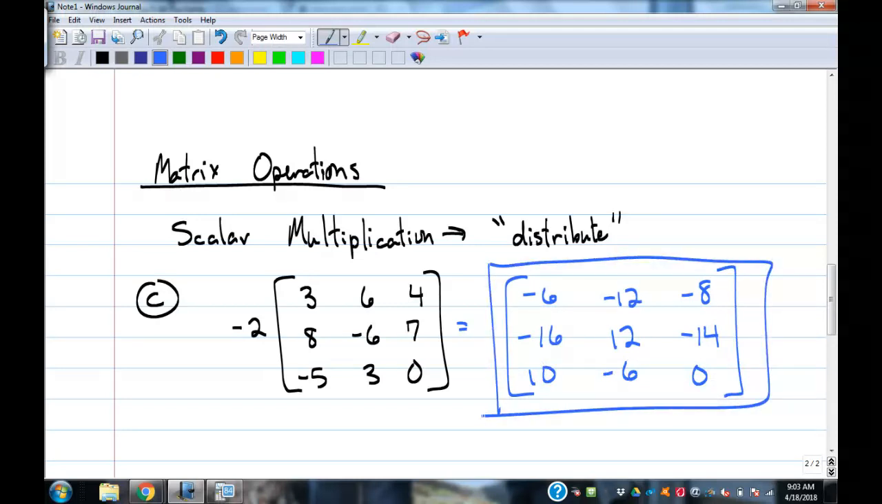You can do that in the calculator. You'd put this whole matrix in there, and then you would tell your calculator -2 times matrix A, and it would crank that out. I don't know that I've ever done scalar multiplication in the calculator, just because it's too easy to just do the math. So you can do that with the calculator if you want to. Don't have to.